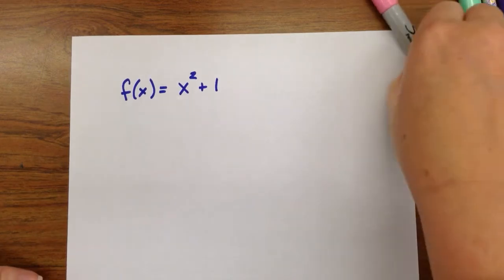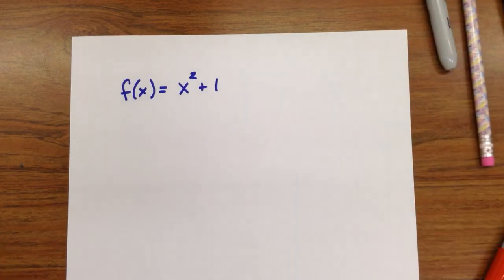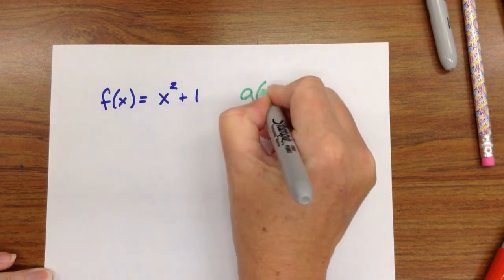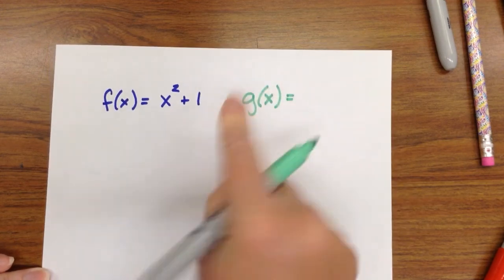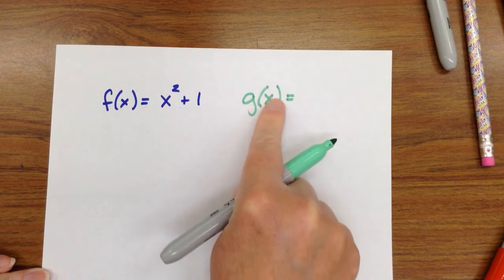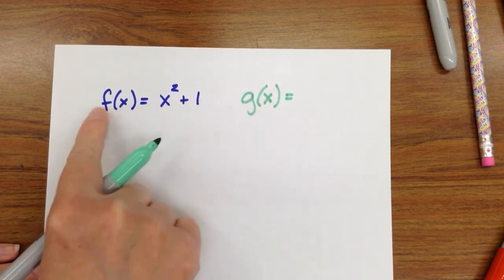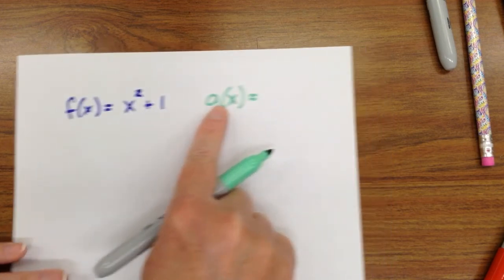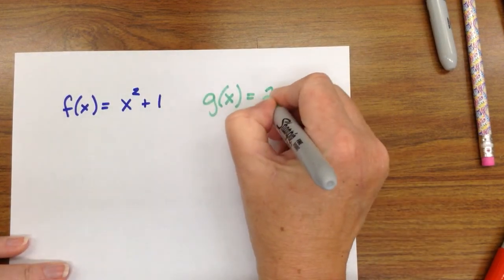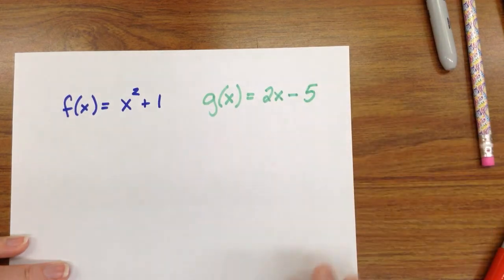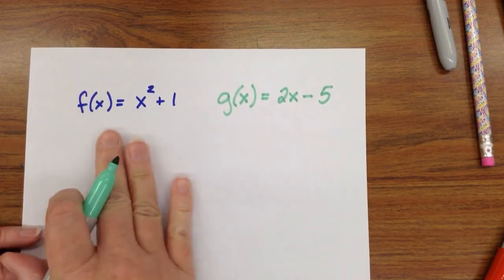And I'm also going to tell you a different function, g of x. So it is a function. You can fill things into it, but because it's going to be different than this one, it has a different name. It's like Frank and George. g of x is 2x minus 5.